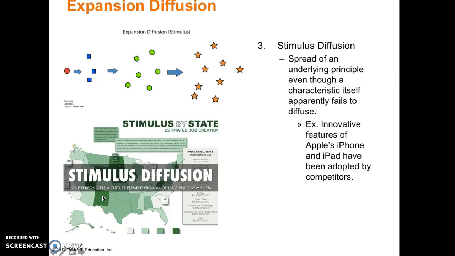So here's your stimulus by state for job creation. And so here it starts here. And then these states took that same stimulus idea, like how to make more jobs, but they changed it. So they still wanted to use money to create new jobs, but they did it in a different way. And the same thing here, these light green ones. They took that same idea, let's have a stimulus program to create new jobs, and they changed it. And so it went from here to here to here to here.